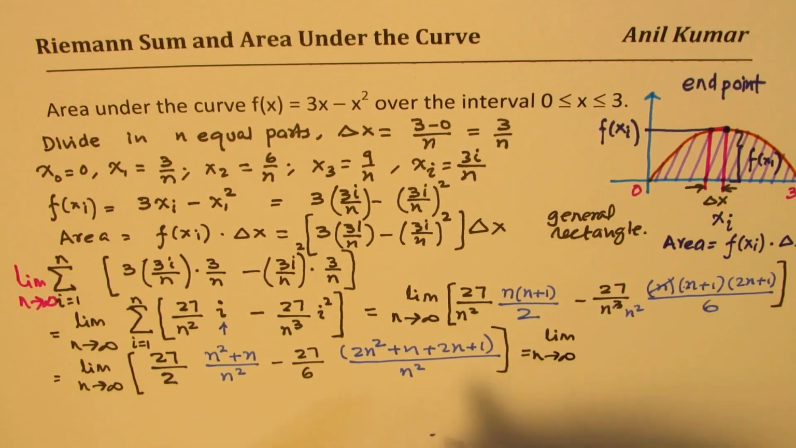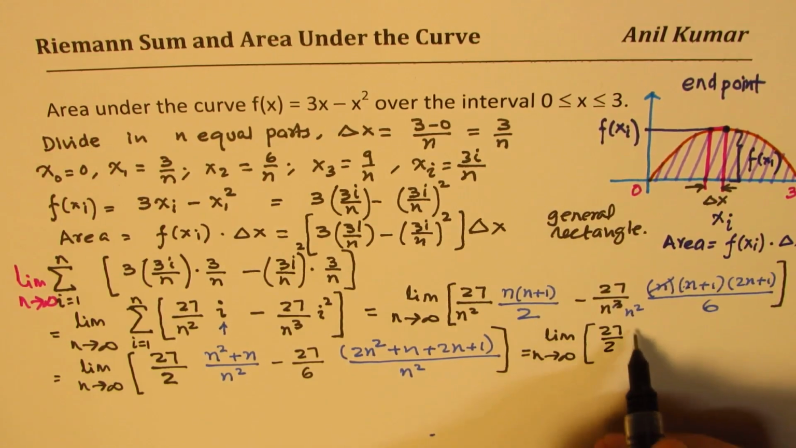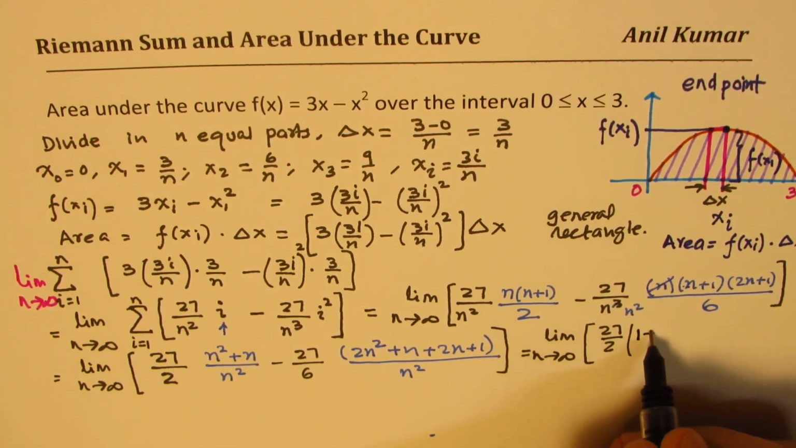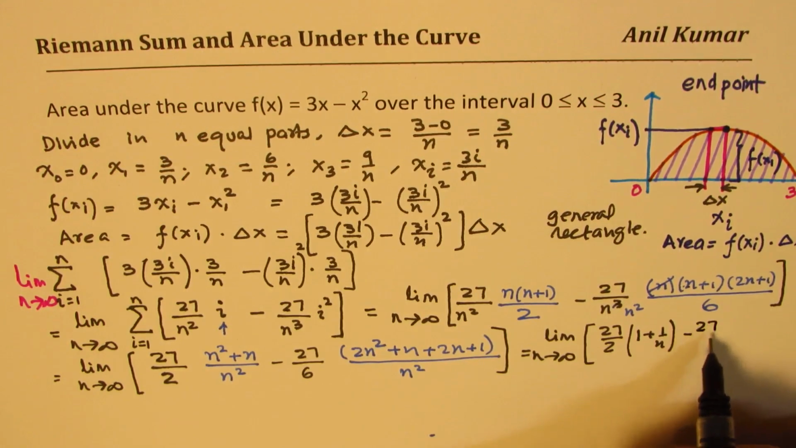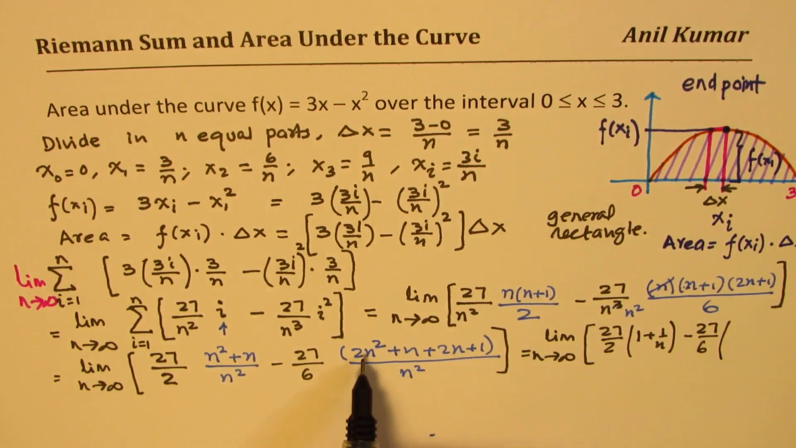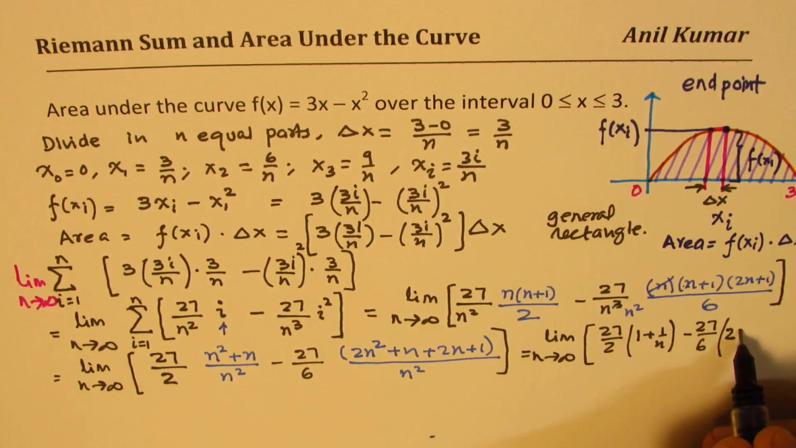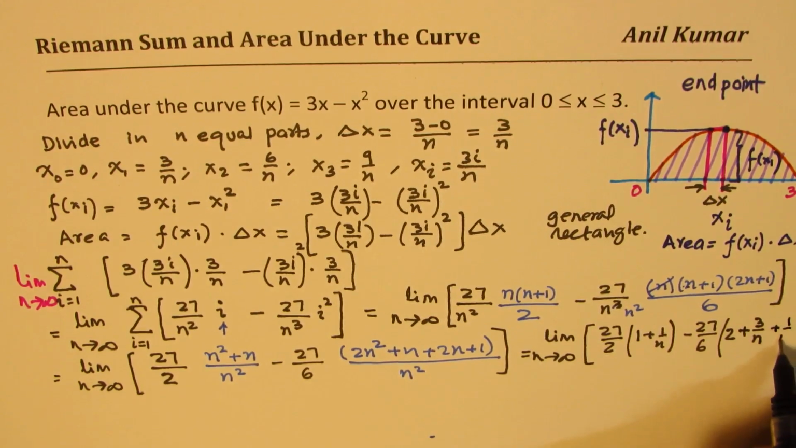Okay. Now, so in this case, you see it is limit n approaches infinity. Within bracket, we have 27 over 2. We get 1 plus 1 over n. Do you see that? 1 plus 1 over n, right? Here we have minus 27 over 6. And when you divide n squared by this, you get 2. And this is 3n. 3n divided by n squared will be 3 over n. And here it will be 1 over n square.